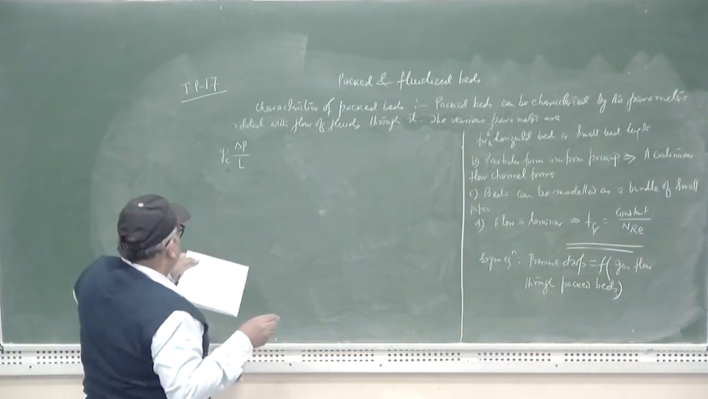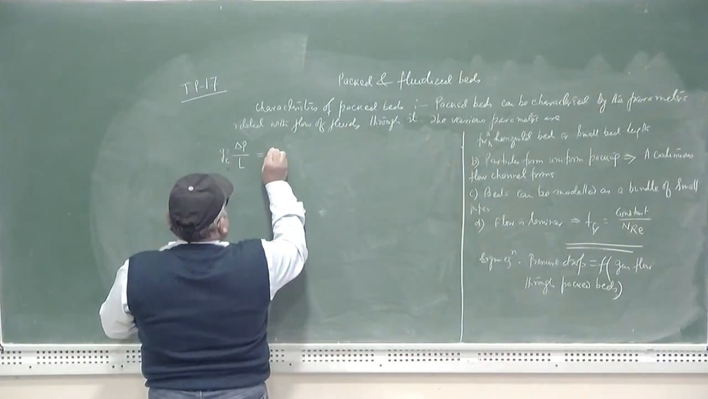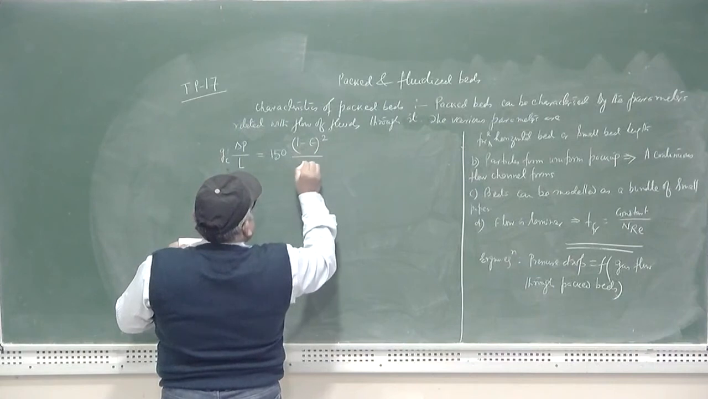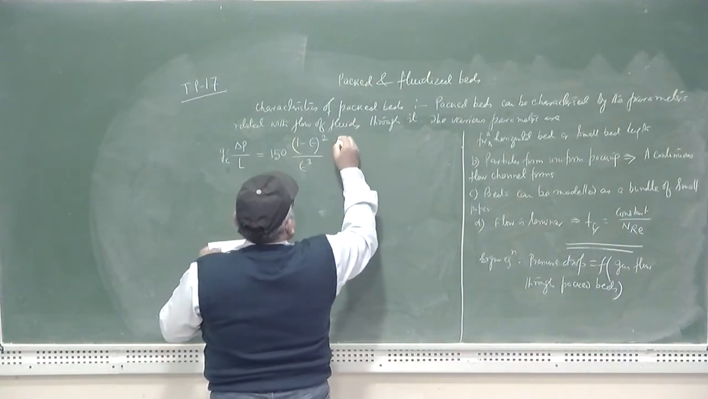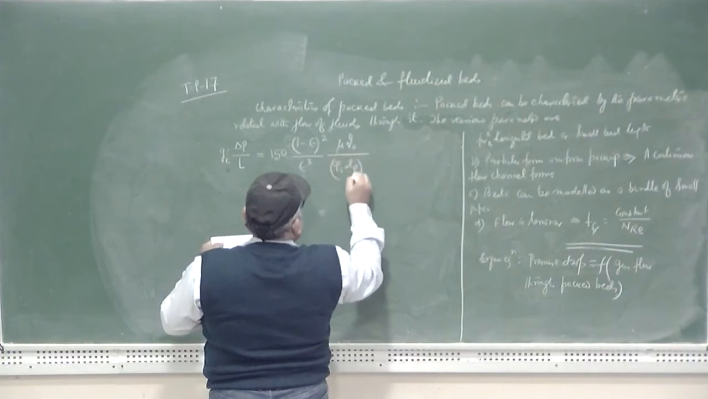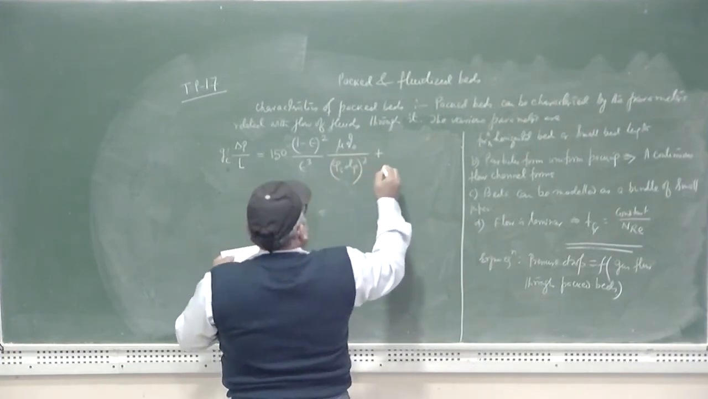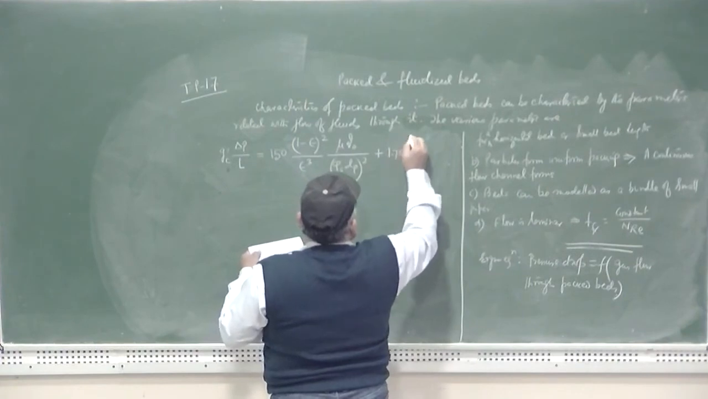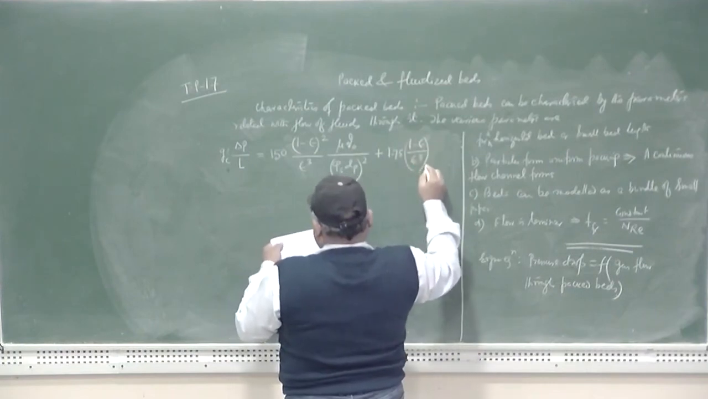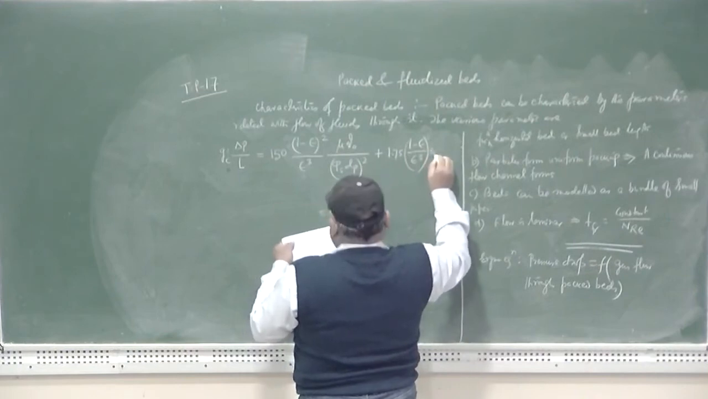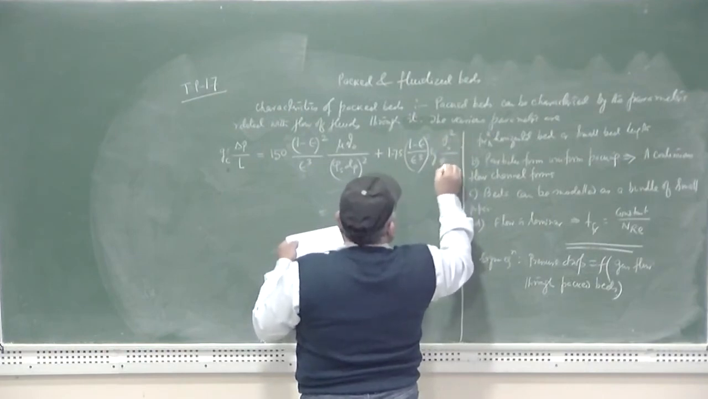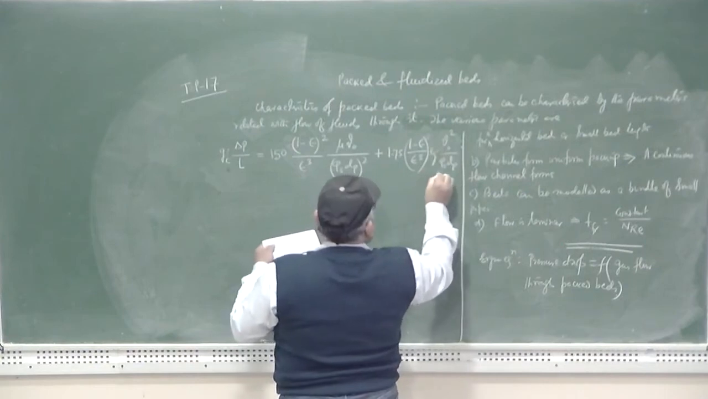So, this is G_C into delta P by L, that is equal to 150 (1 minus epsilon) whole square divided by epsilon cube, mu V naught divided by (phi s dp) whole square, plus 1.75 (1 minus epsilon) by epsilon cube into rho g into V naught square divided by phi s dp. Let it be equation number 5.